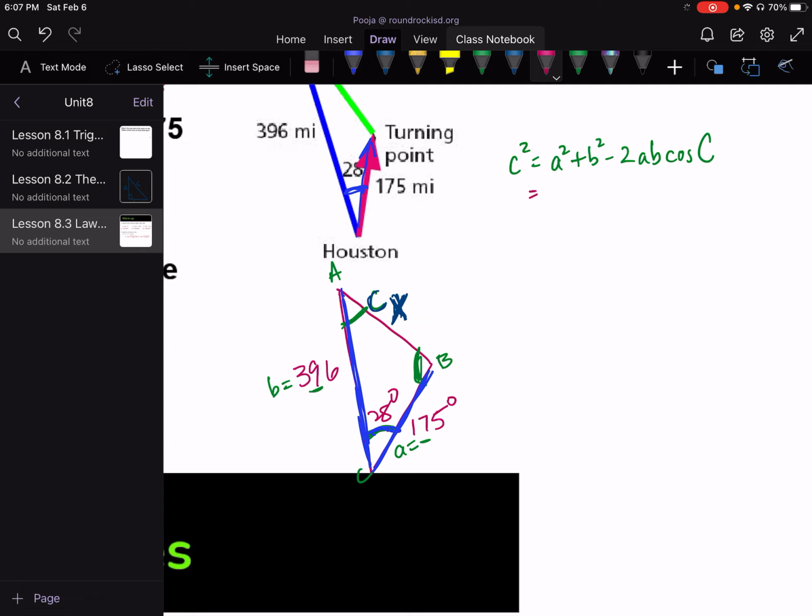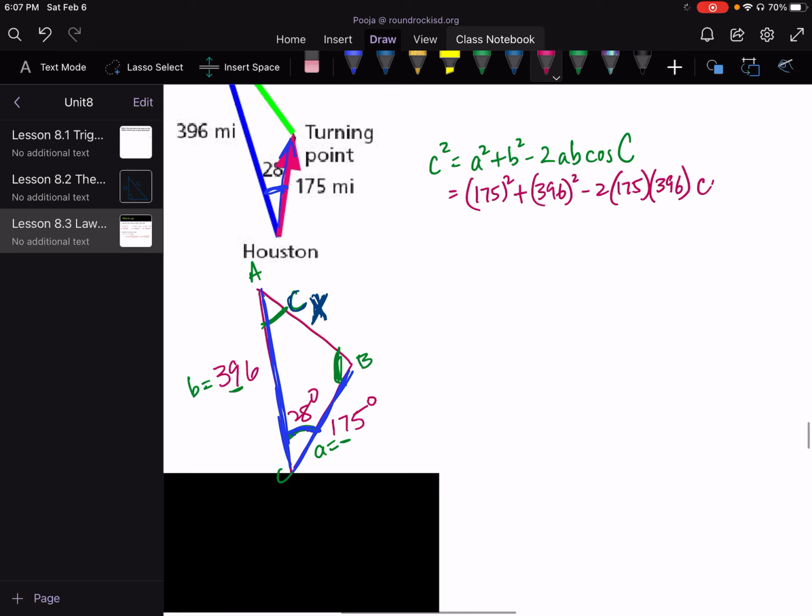Start plugging in some numbers. These are going to be gigantic numbers. Minus 2 times A times B times cosine of C. And thankfully, if you notice, everything on the right side of the equation is a known number. So we can directly put it into the calculator. Let's do it.